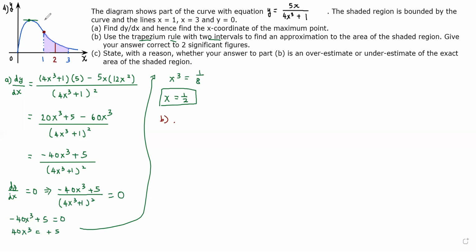Now we need to find the y value. We have x is 1, so we replace x with 1 into y, and we have a y coordinate of 5. The second point, x coordinate is 2. Then we replace x with 2, and we have 10 over 33 for y. And for the third point, x is 3. When we replace x with 3, y is 15 over 109.